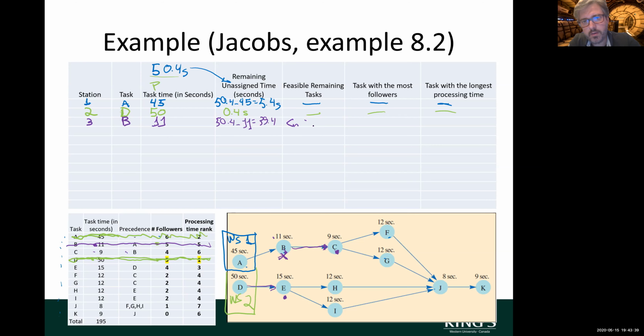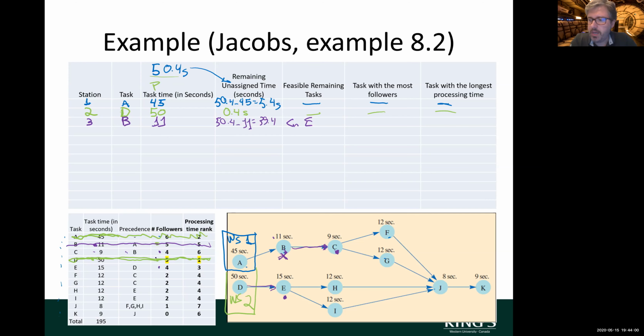So C and E. Which one am I going to choose? So what's the tiebreaker? The task with the most followers. So let's look at task C. Task C has 4 followers, and task E also has 4.